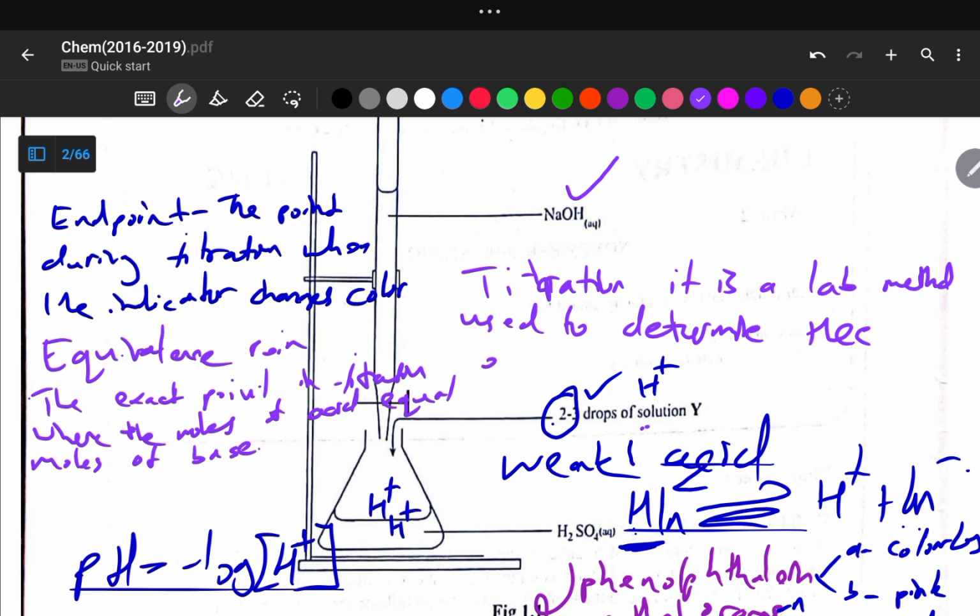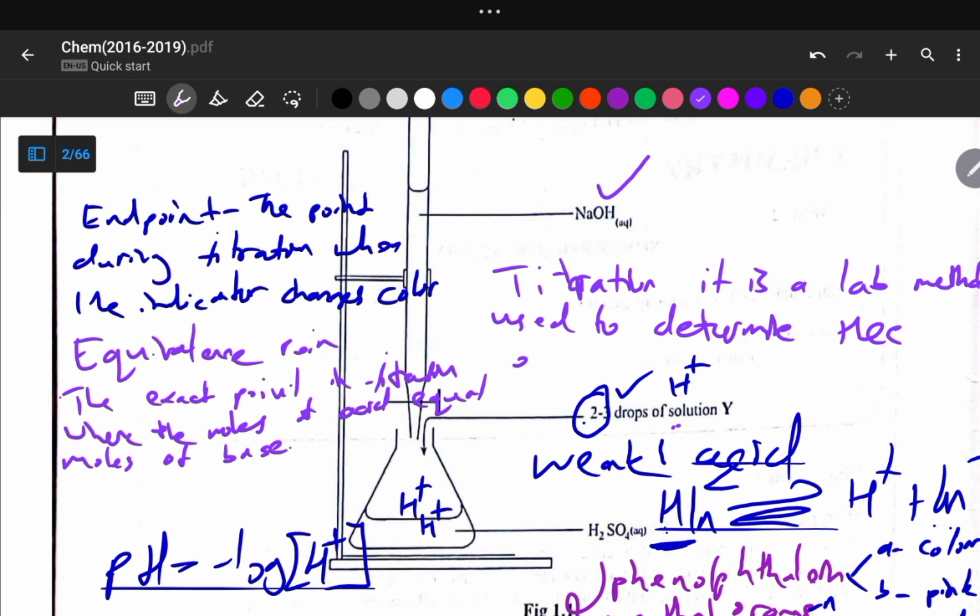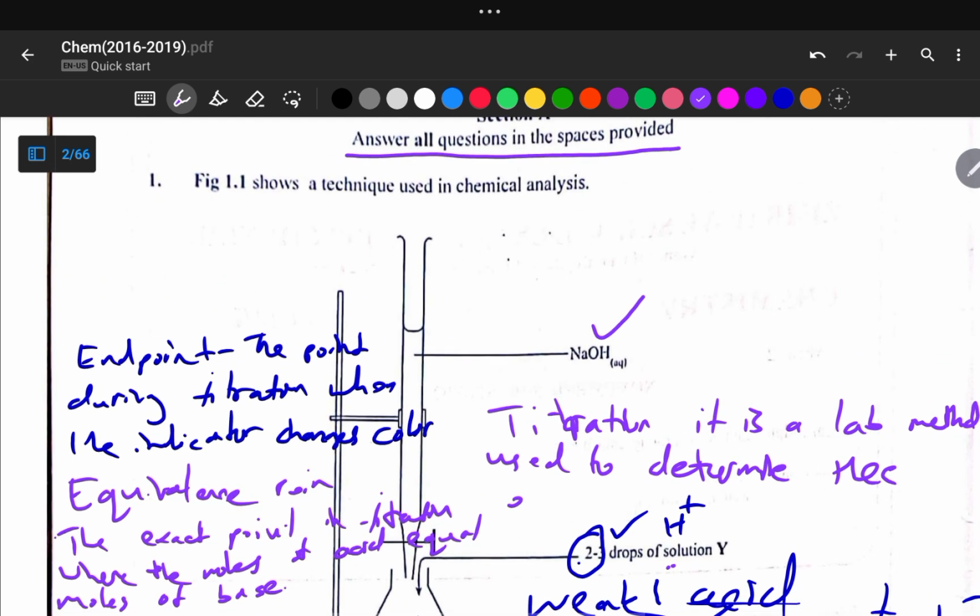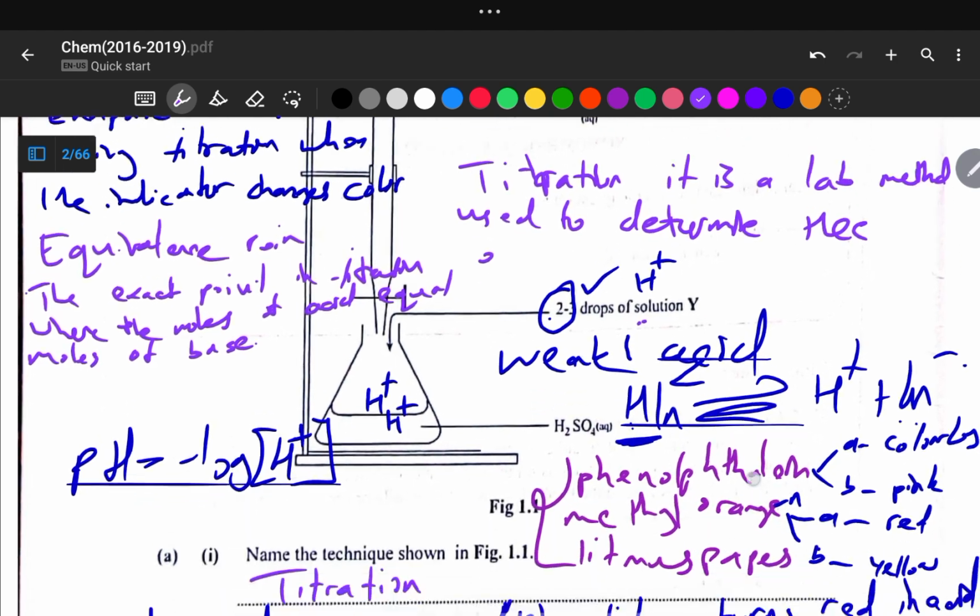So end point and equivalence point are one and the same thing, meaning they are of the same range, right? So the end point is used to determine or to confirm the equivalence point, right? So you should know the difference between the two, that the end point is determined by the indicator, and then this one is determined by the stoichiometric ratios from the equation, right? So I think that's enough for O-level titration, right?